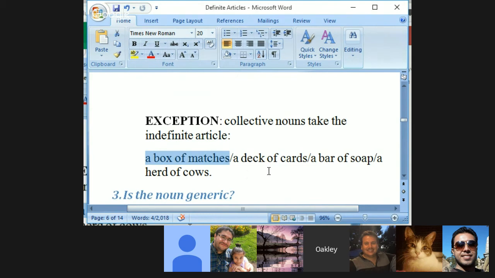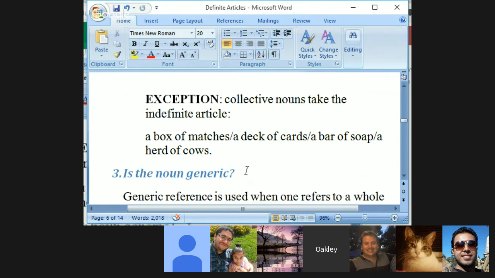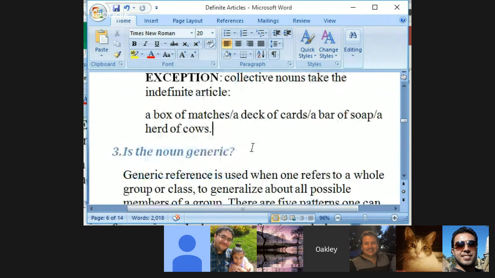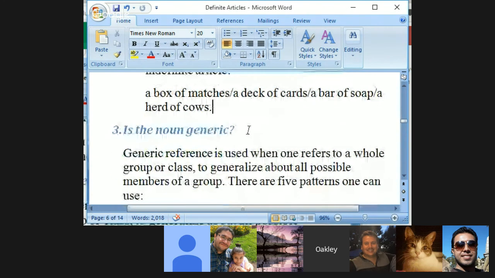Now, of course, we're talking about the first mention. Okay, I have a deck of cards. We will use the deck of cards to play solitaire, whatever. So we're talking about first mention here, not always, always, always. You can use the afterwards, after you refer to it, just like other regular nouns.